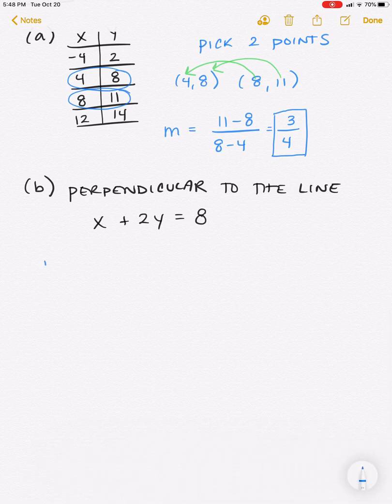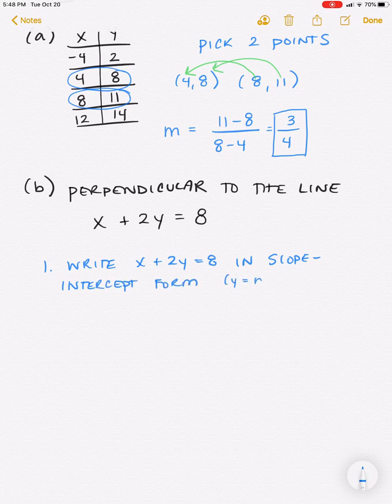The first thing that I need to do is I need to write x plus 2y equals 8 in slope-intercept form. Meaning we need to solve for y and write it as y equals mx plus b. I can't look at this equation and see what the slope is until I write the equation in slope-intercept form. Then I know that the number in front of x is going to be the slope. So this is a good chance to review our slope-intercept form.